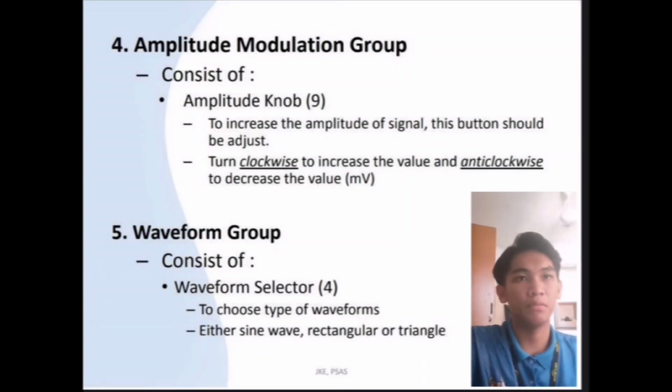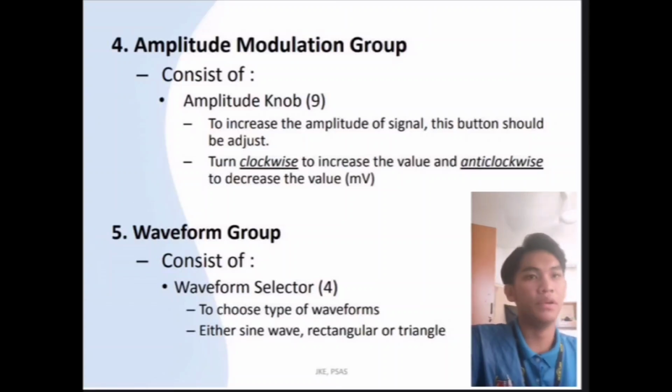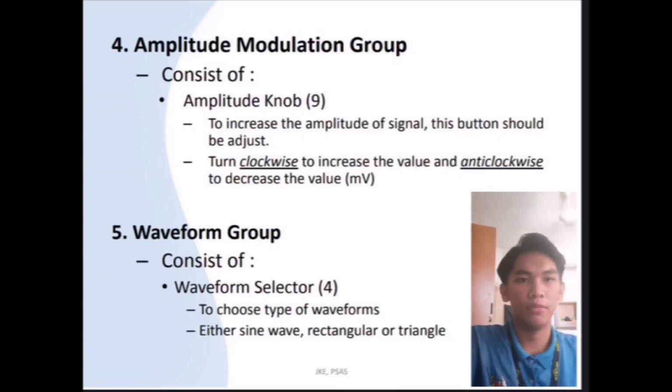The amplitude modulation group consists of the amplitude knob. To increase the amplitude of the signal, this knob should be adjusted. Turn clockwise to increase the value and anti-clockwise to decrease the value. The waveform group consists of the waveform selector. This is to choose the type of waveform, either sine wave, rectangular, or triangle.